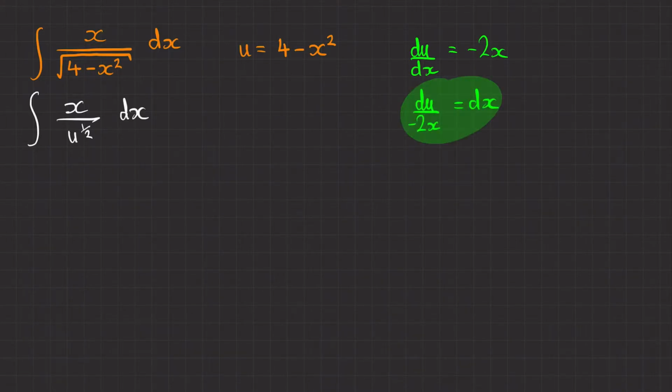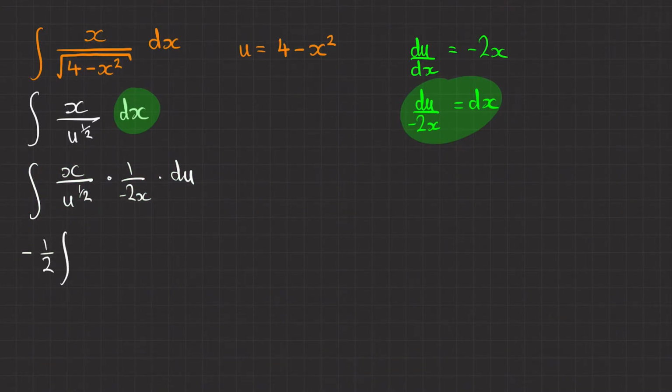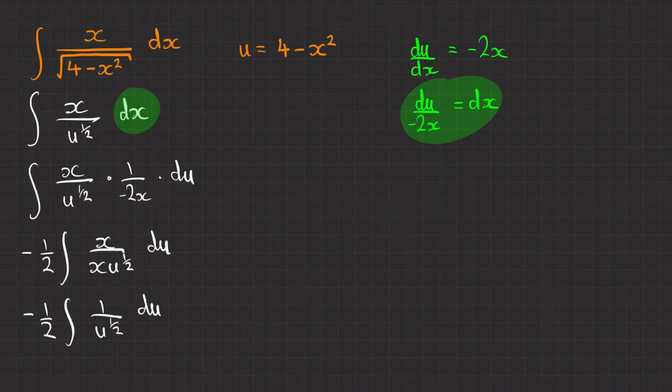So if we replace this over here, we'll have x over u to the half multiplied by 1 over minus 2x multiplied by du. I'm going to take the constant out, which is 1 over minus 2, so we'll have minus 1 over 2 integral x over x u to the half du. Simplify that, we'll have minus a half integral 1 over u to the half du. To make this look a bit nicer, we'll have minus a half integral u to the minus half du.